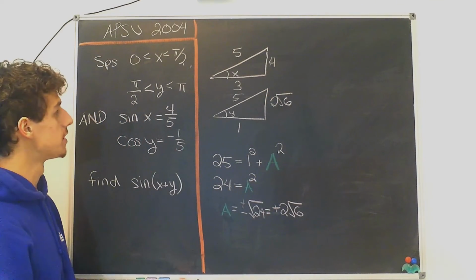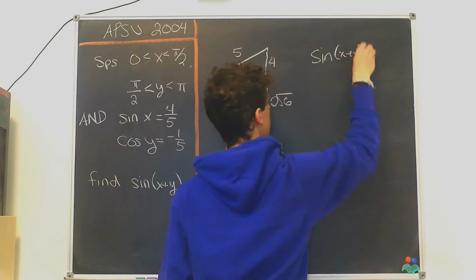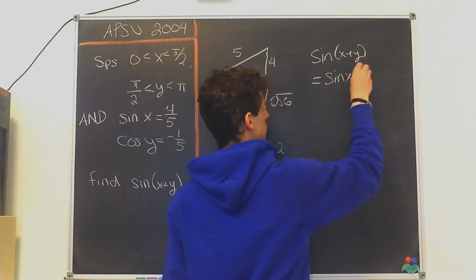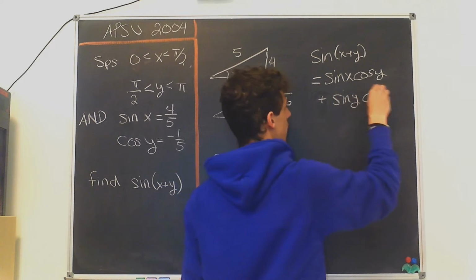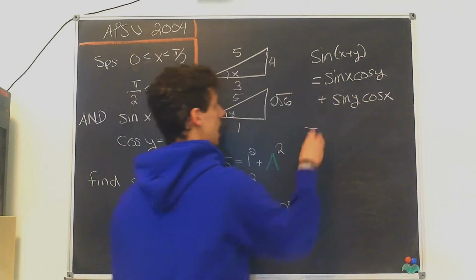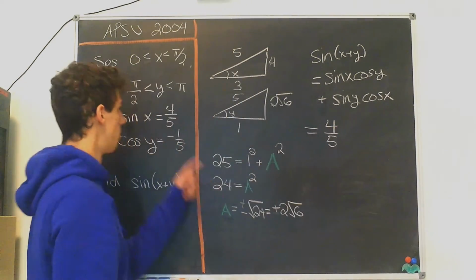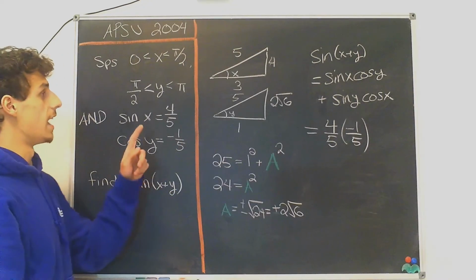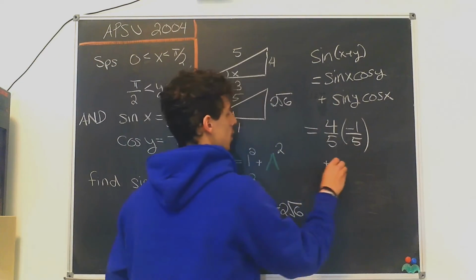And now we're ready to finish this problem off because we can use the angle addition formula for sine that tells us that sine of x plus y is equal to sine of x cosine of y plus sine of y cosine of x. But now we can use these triangles to figure those out. So sine of x is given to us here, that's 4 over 5. Cosine of y is also given to us here, that's negative 1 over 5. And then the sine of y is 2 times the square root of 6 over 5. So we'll put that here.